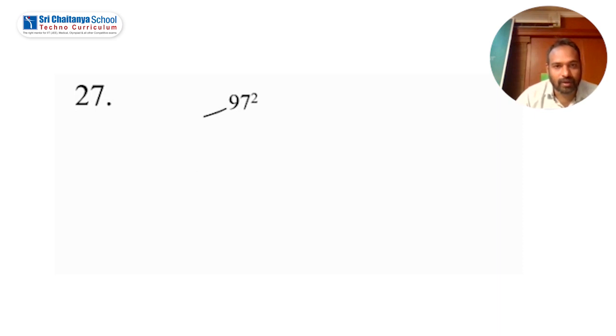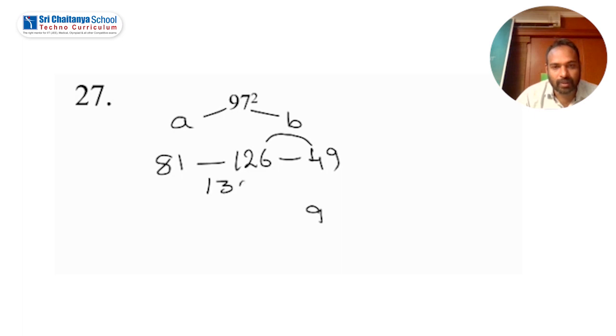97 square. Here, value of A is 9 and value of B is 7. A square means 81. 2AB, 2 into 9 into 7. 9 into 7, 63. 63 into 2, which is 126. 7 square, how much? 49. So 9, 4 will carry forward. 126 plus 4 is how much? 130. Drop this 0 in the answer and carry forward the remaining digits. What are the remaining digits here? 13. If you carry forward here, 81 plus 13, how much? 94. So the answer is 9409.